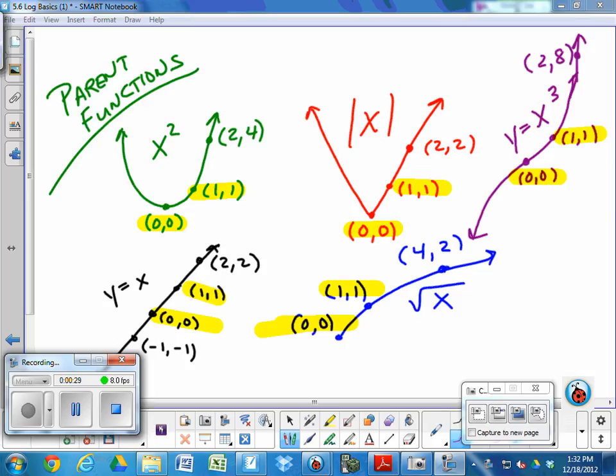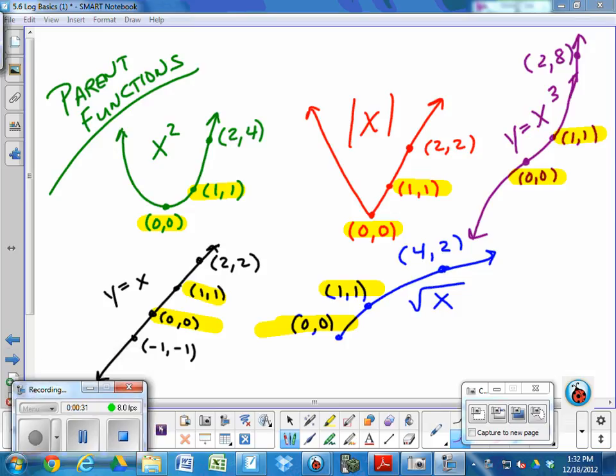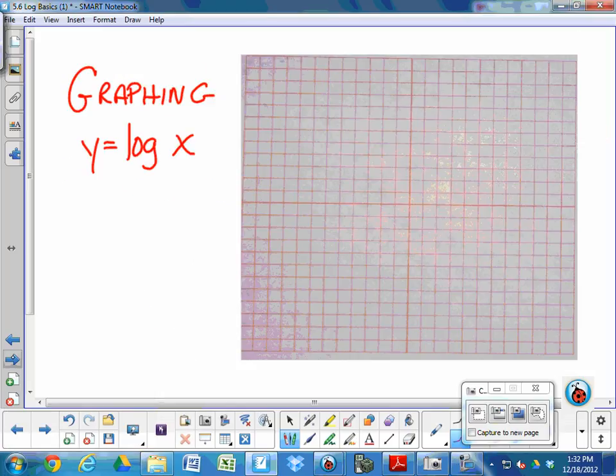Today, we look at 2 new parent functions, and we hope to recognize their shapes when we see them. Say, oh, that's this, or that's that. There are 2 that we're going to learn, and we're going to learn a couple of key points that are on them. And here's one of them, y equals log x.